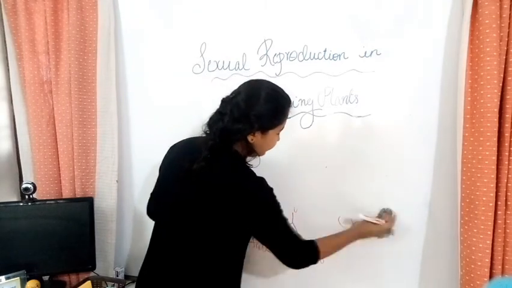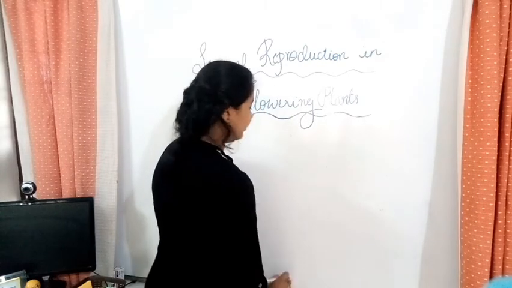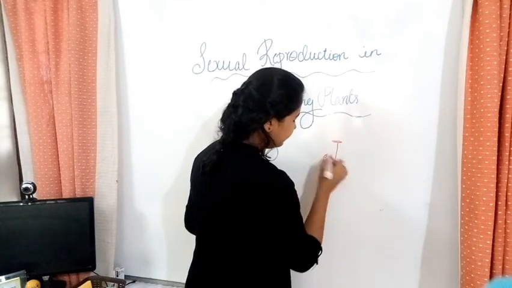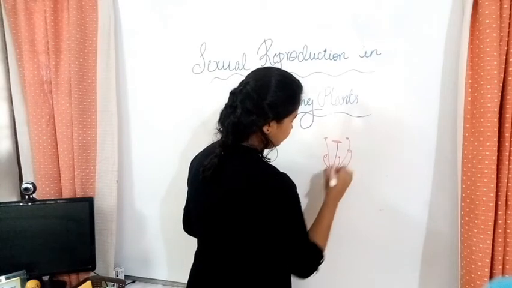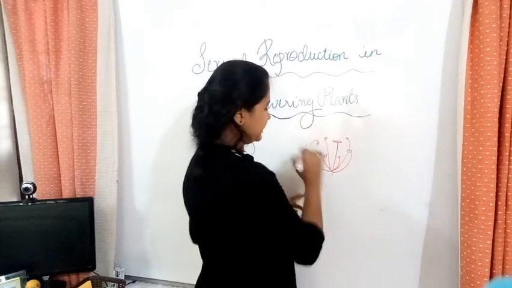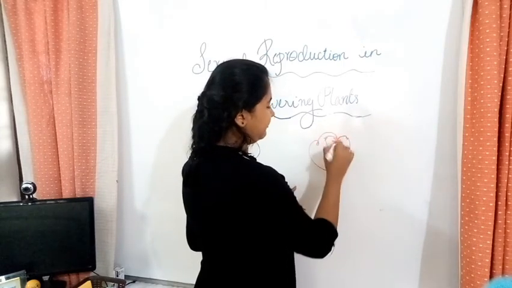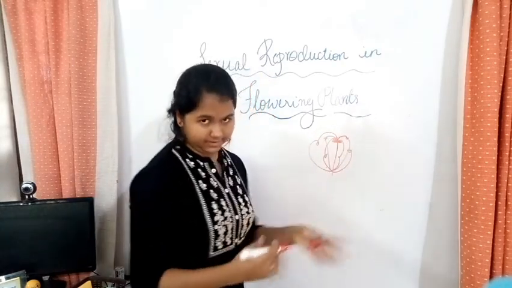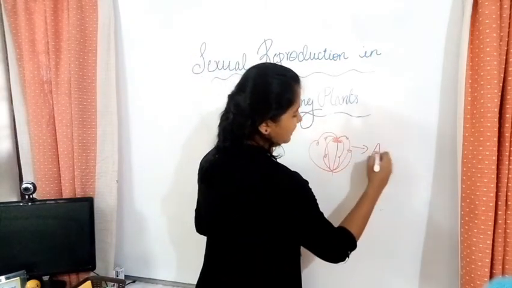So what is autogamy? Autogamy is a mode of pollination where, let's take this as our stigma. This is our anther. This is the same flower, okay, this happens in the same flower. If the pollen grains from this anther of the same flower fall on the stigma and germinate, then this type of pollination is known as autogamy.